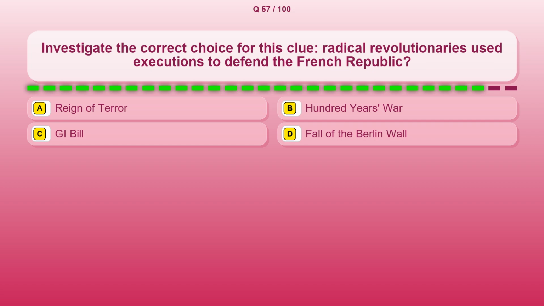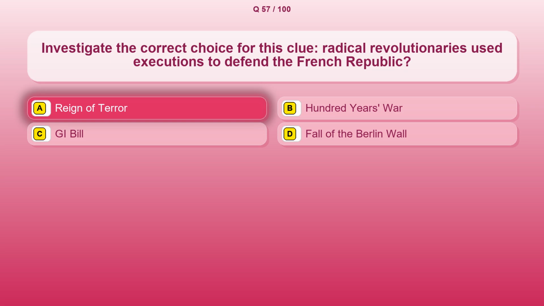Question 57. Investigate the correct choice for this clue. Radical revolutionaries used executions to defend the French Republic. Option A, Reign of Terror. Option B, 100 Years' War. Option C, GI Bill. Option D, Fall of the Berlin Wall.